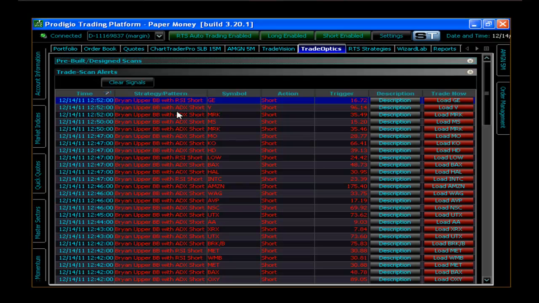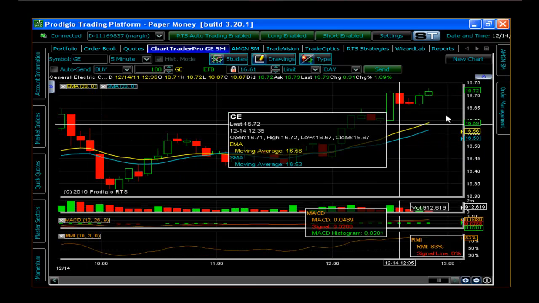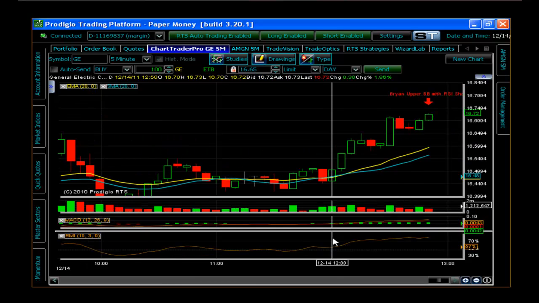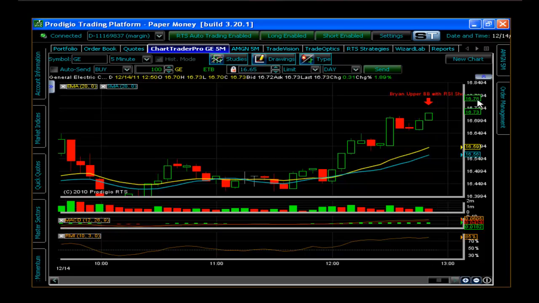And if I collapse this, with time I will get signals as they happen come into my trade optics. And these signals will trigger anytime the scan rule finds a trading opportunity. And I can then evaluate these trading opportunities as they come in, as I get new ideas. I can say, okay, load GE. And it gave me a trading idea on GE to go short here.